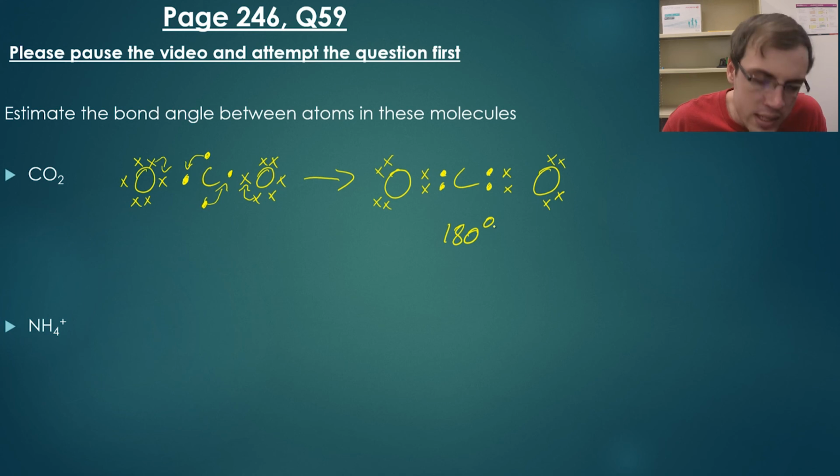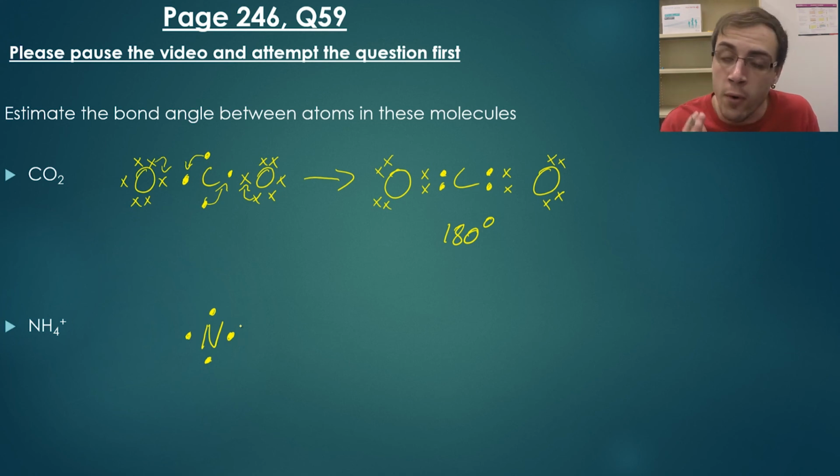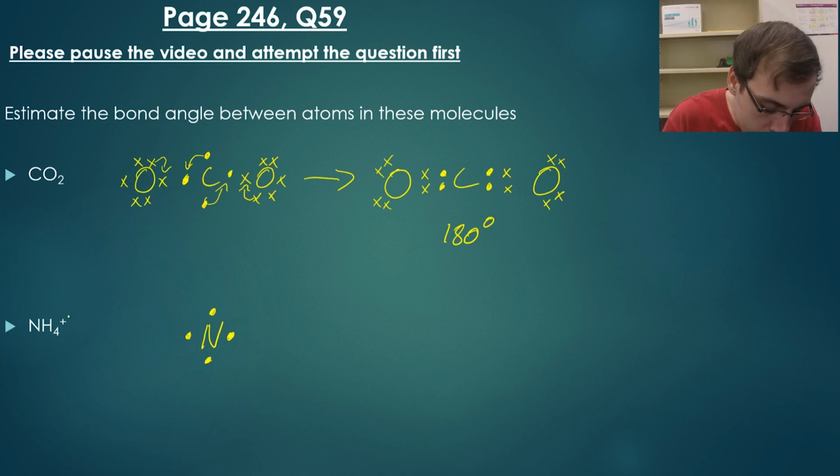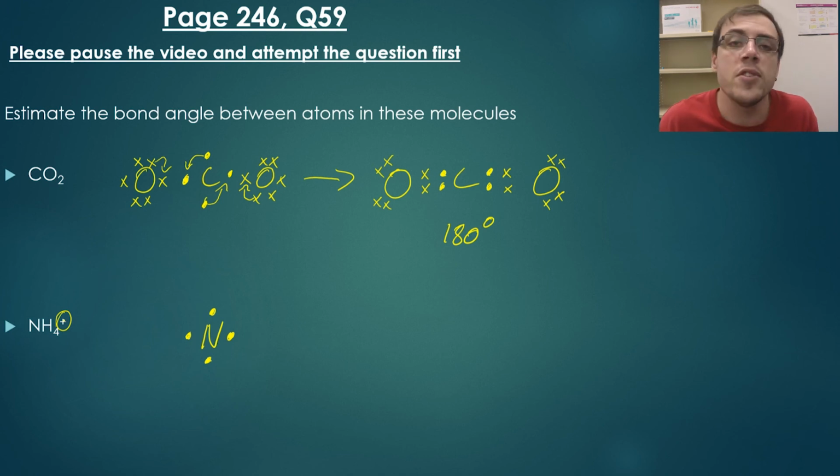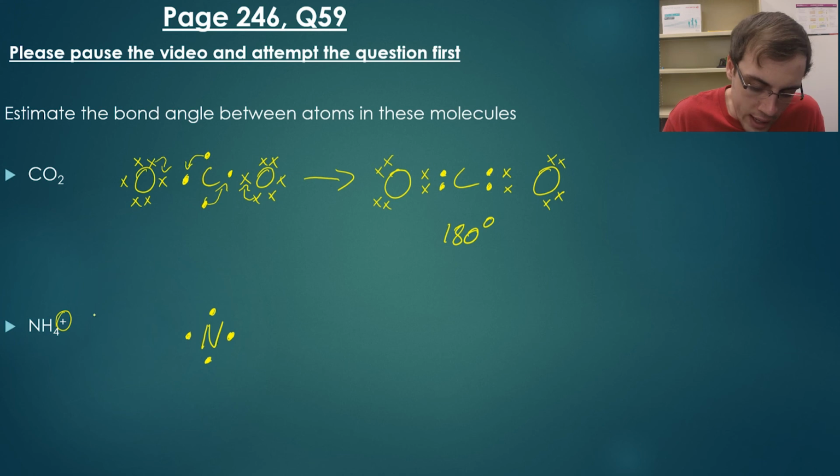Now, the next one that we're going to look at is NH4+. Now, again, we've got to pay very close attention to that plus charge. So we have nitrogen. 1, 2, 3, 4. Now, I only draw 4 valence electrons because this is positive. So if it's positive, it means it has lost an electron. And because it lost that electron, it means that it only has 4 instead of 5. So it has 4 hydrogens, so we draw those in.